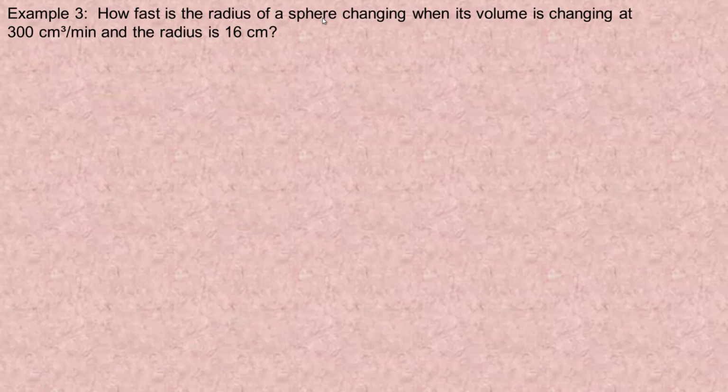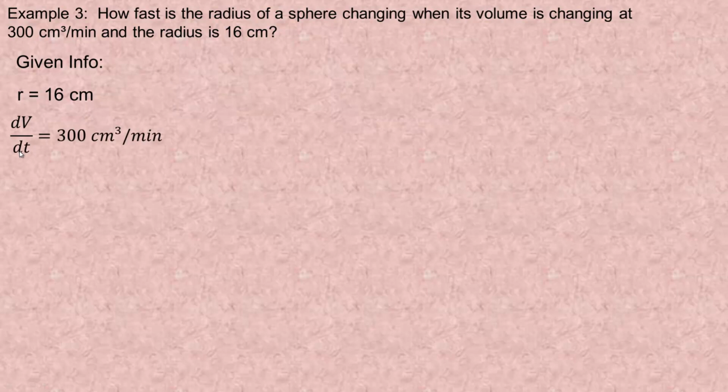On to example number 3. So in number 3 here, different kind of question. We're asked, how fast is the radius of a sphere changing when its volume is changing at 300 cubic centimeters per minute? So we're given a rate, how fast the volume's getting bigger when the radius is 16 centimeters. So the given info would be that the radius is 16 centimeters. And this would be called the rate that the volume's changing. We would call it dV/dt. So it's 300 cubic centimeters per minute. Now, we're asked how fast is the radius of the sphere changing, so we're asked to find dr/dt, the rate that the radius is changing with respect to time.